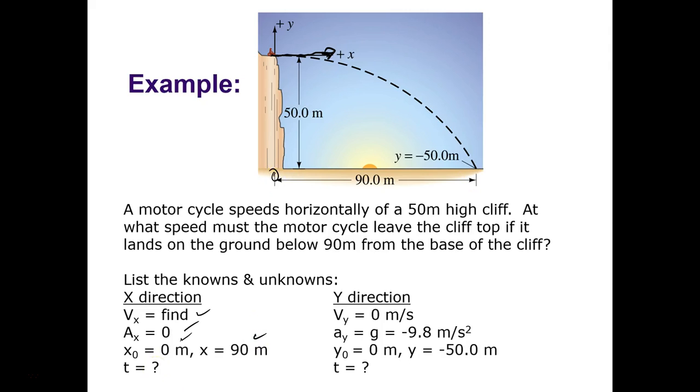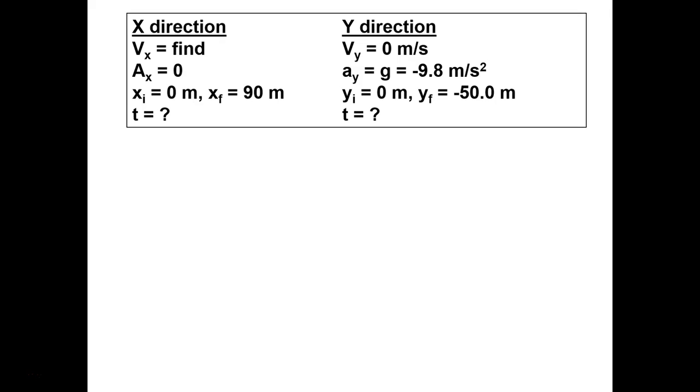In the y direction, because all of our initial velocity is in the x direction, that means our y initial velocity must be 0. We know that our acceleration due to gravity is going to be negative 9.8 meters per second squared. And we know that our initial position is 0, because I'm going to call this 0 up here. And our final position is going to be negative 50 meters, because I go down 50 meters. And once again, I don't know what that time is. So I want to find the x velocity.